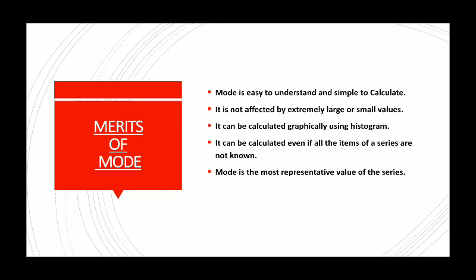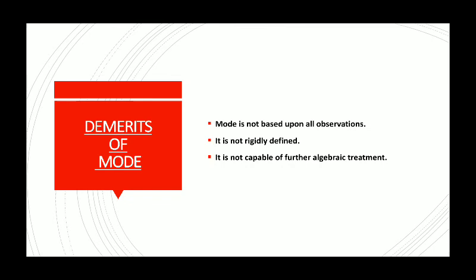Now, anything which has merits has demerits too. So last part, demerits, but not many, only 3 points here. Mode is not based upon all observations, so it does not include all the values given in the series. It is not rigidly defined as well, because the mode cannot be determined in case of a bimodal or multimodal distribution. If there are two modes, then in that type of numerical we cannot calculate mode. That is why the definition is not rigid. So we can say that it is sometimes indeterminate.